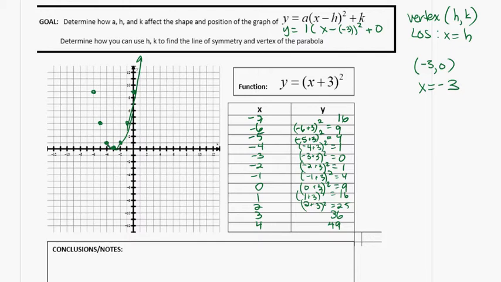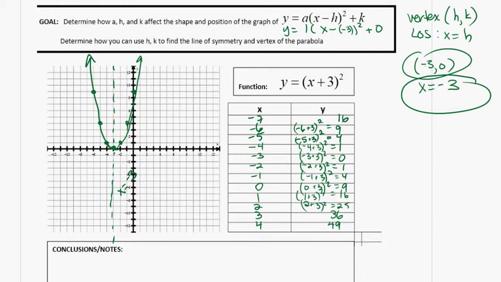is symmetric about my line of symmetry, which is right here at x equals negative 3, just as I had predicted. My vertex is at negative 3, 0, as I predicted. So again, my conclusion still seems to hold that h comma k is my vertex.